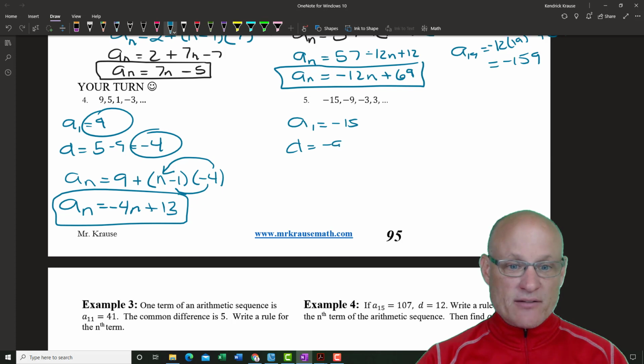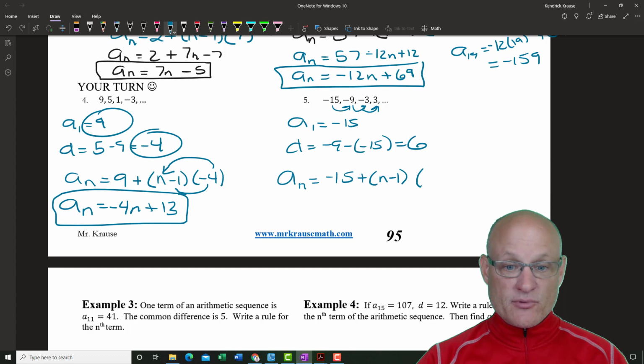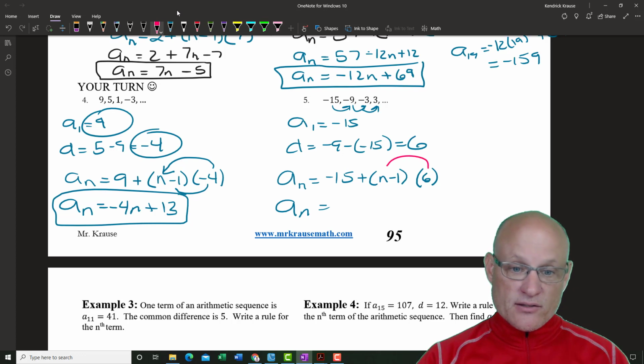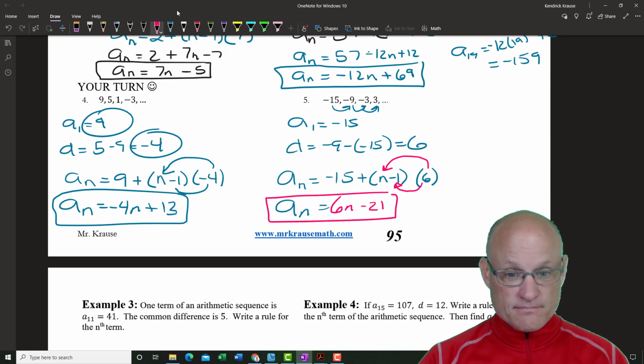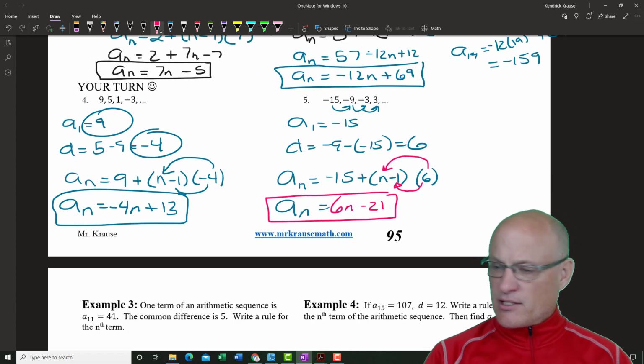D is equal to negative 9 minus, careful here, negative 15. So it looks like we're adding 6. Let's see, add 6, yep. Add 6, negative 3 to 3 is 6. So add 6, so 6 is D. All right, so we're ready. A sub n equals negative 15 plus n minus 1 times 6. Now, when I multiply this, I get 6n. And this is 6 times negative 1, which is negative 6. And negative 15, that makes negative 21. And that's what I have there, 6n minus 21.